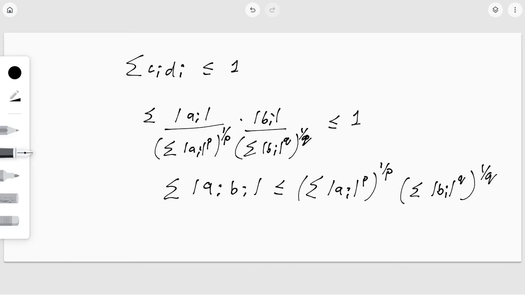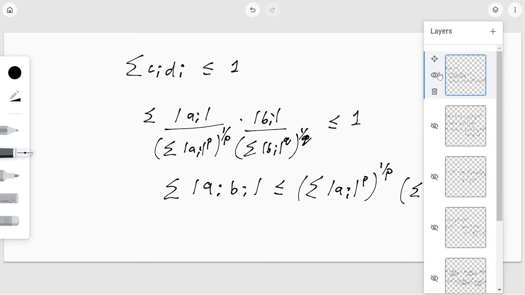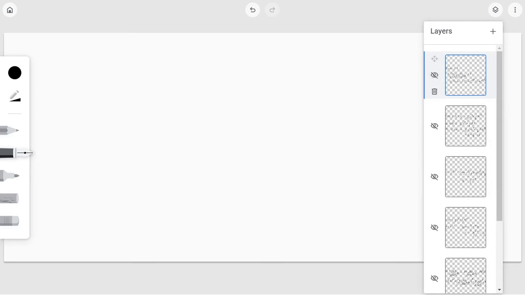So this is the required inequality. The proof was much easy to prove. We just have to substitute Ci equal to mod Ai divided by (summation mod Ai whole raised to P) whole raised to 1 by P, and Di equal to mod Bi divided by (summation mod Bi whole raised to Q) whole raised to 1 by Q, and solve it. The proof is much simple.